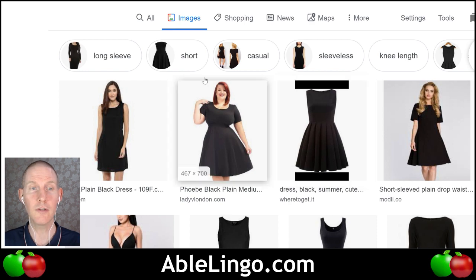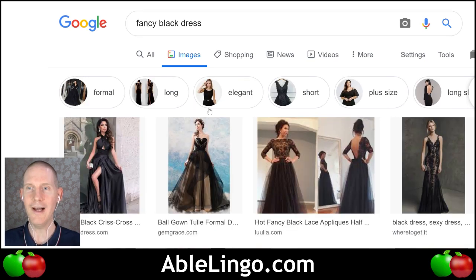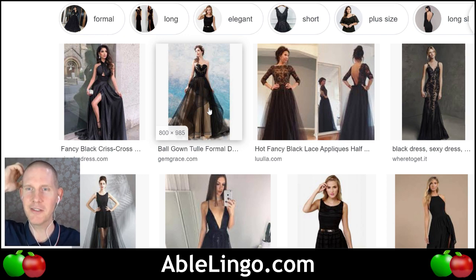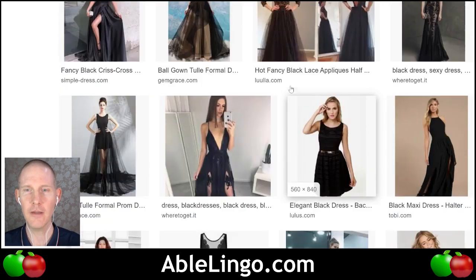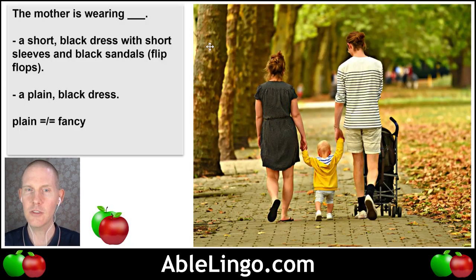Plain black dress, right? Now, if we put in a fancy black dress, ooh la la, right? You've got all the little, I don't know what you call the stuff on dresses, all the different sequins and designs and patterns and all this stuff. Plus the price goes zoop, right? So this would be a fancy black dress. And yeah, I would think that the mom is just wearing a plain black dress.